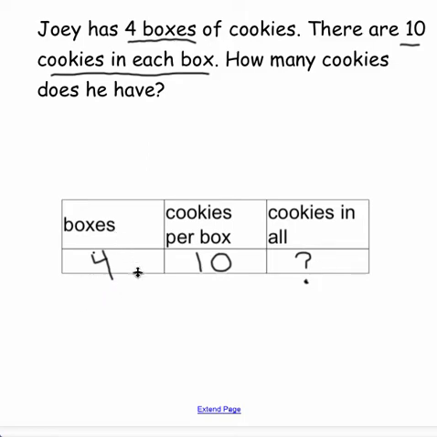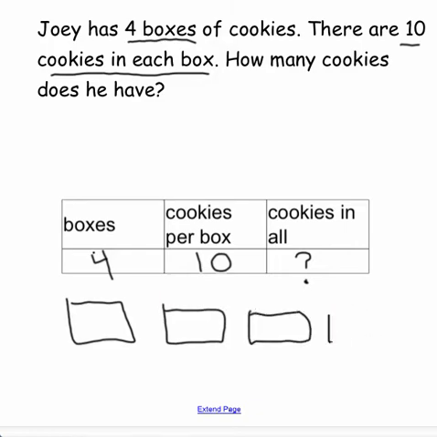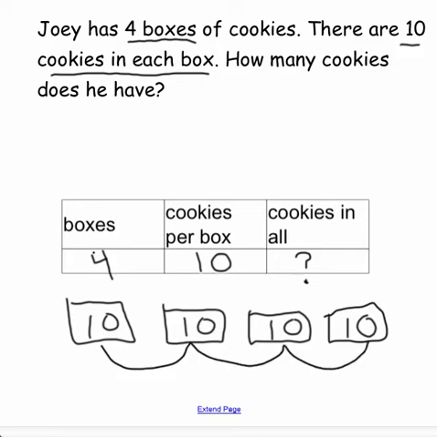Since he has 4 boxes of cookies, I'm going to go ahead and draw those down here. 1, 2, 3, and 4. Inside each of these boxes right here, he has 10 cookies. I'm going to write a 10 to show the 10 cookies. And now, since I want to know how many cookies in all, I'm going to count by tens and add these up. 10, 20, 30, 40.